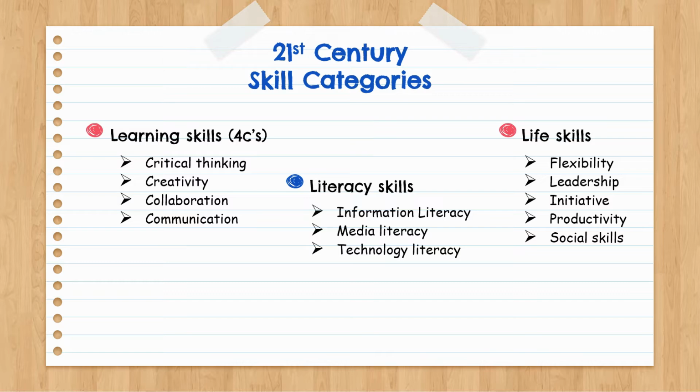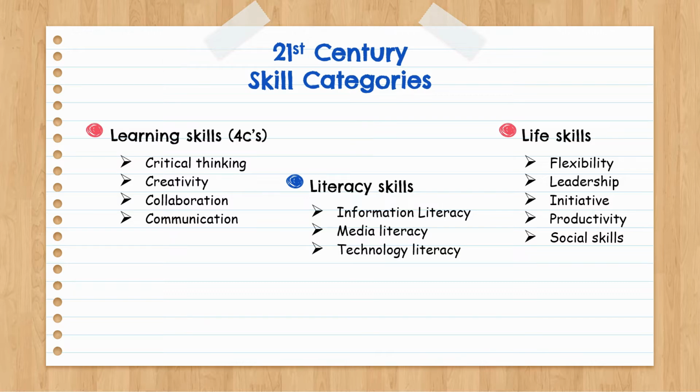Now let's move to 21st century skill categories. It is divided into three categories, which are learning skill, literacy skill, and life skill. For the learning skill, it consists of four C's. The first one is critical thinking, where the student find the solution to the problem that they need to solve. Next, creativity. Students that have creativity will think outside the box and lead to do some innovation. Then, collaboration. This can be seen when the students have a group assignment where they're working together.